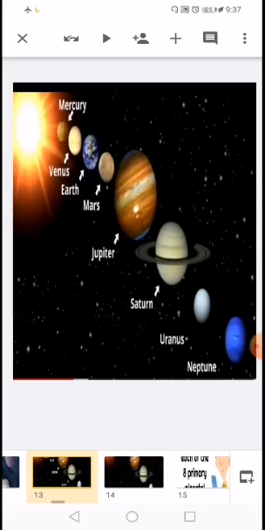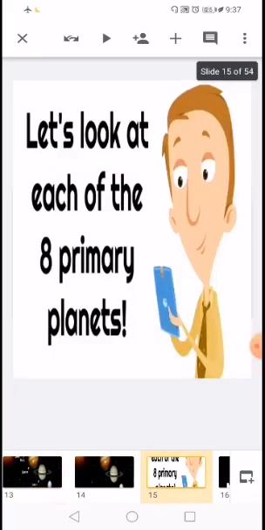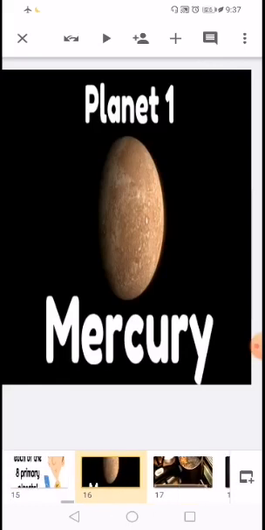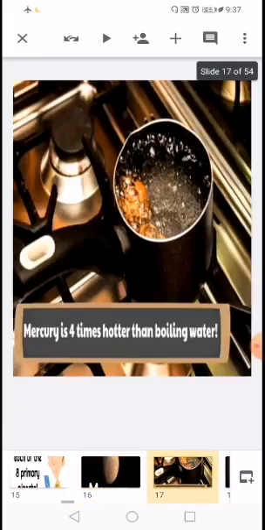Let's look at each of the 8 primary planets. The first planet is Mercury. It is the closest planet to the Sun. The Sun is super hot, so Mercury is a really hot planet. In fact, Mercury is 4 times hotter than boiling water.